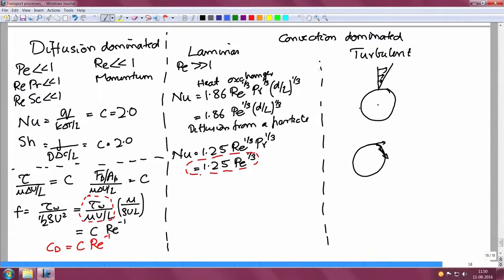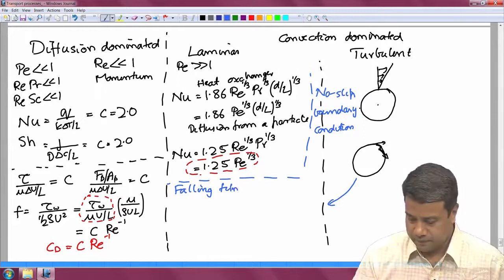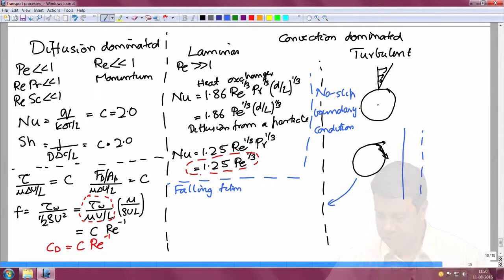So, what I have given you here are correlations which work when you have a particle with a so called no slip boundary condition. These are valid when you have a no slip boundary condition at the surface. On the other hand, if you have a slip boundary condition at the surface, the correlations are different. For a falling film, for example, if I have a liquid film that is falling with a certain velocity field, there is gas over here, and from the gas you have mass diffusion into the surface.